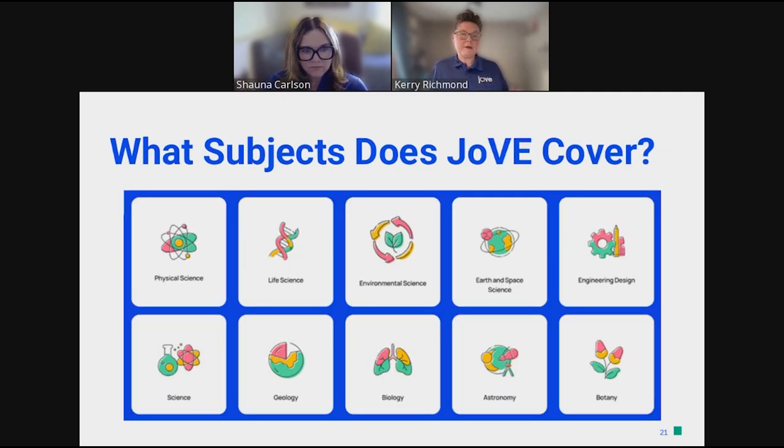So, what do we cover? Well, we pretty much cover every science topic available for you in high school and middle school. You've got, of course, physical science, chemistry and physics, biological life sciences, anatomy and physiology, environmental science, earth and space, and even engineering, botany, and astronomy. So, all of that is there for you. This is just a little screenshot of what we cover, but we cover many, many more topics.